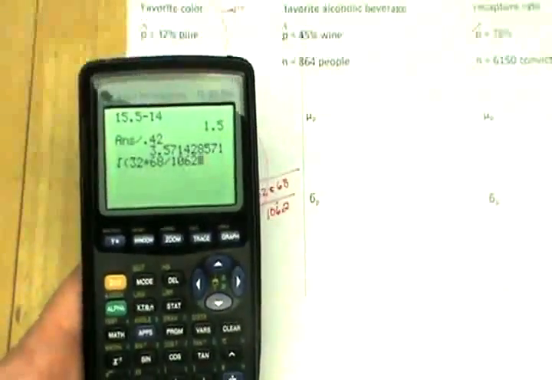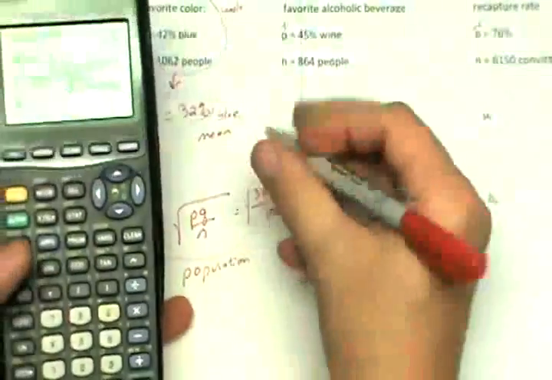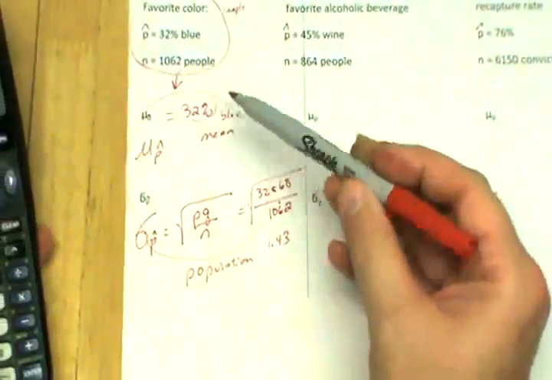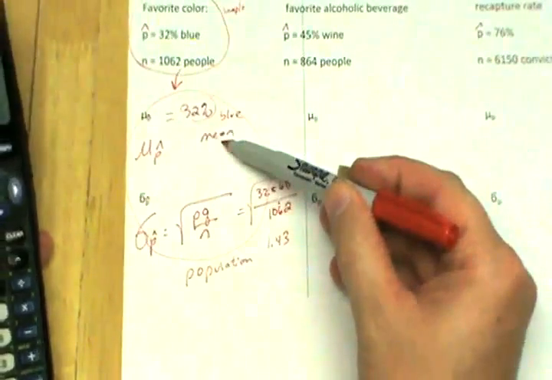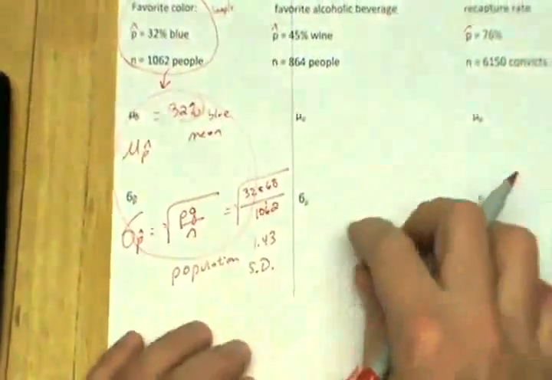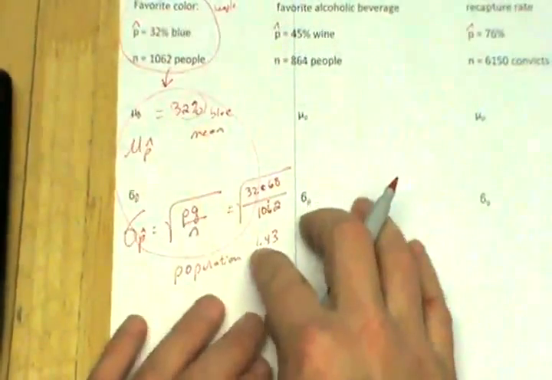Okay? And we get back 1.43. So if we're dealing with a question about favorite color, we would have a mean of 32, and we would have a standard deviation of 1.43 for that question.